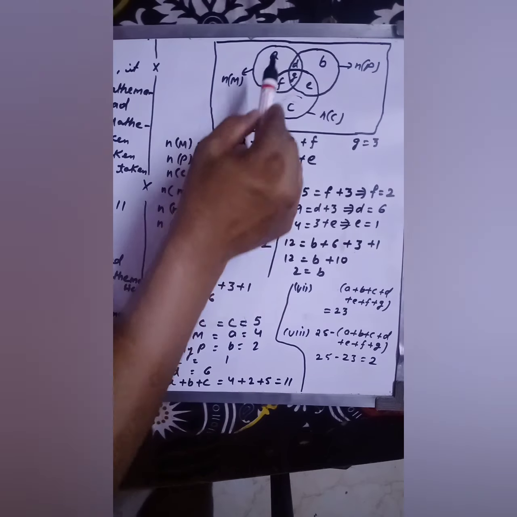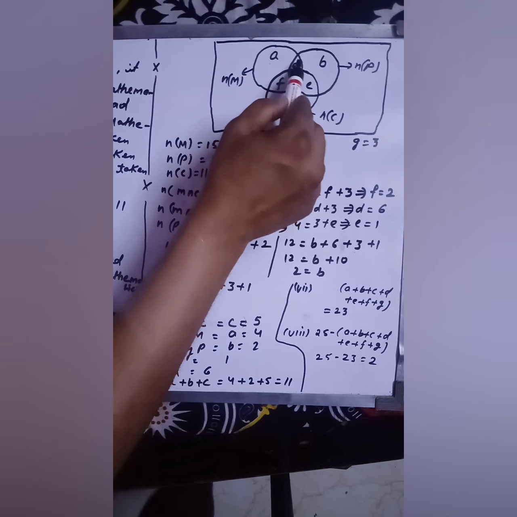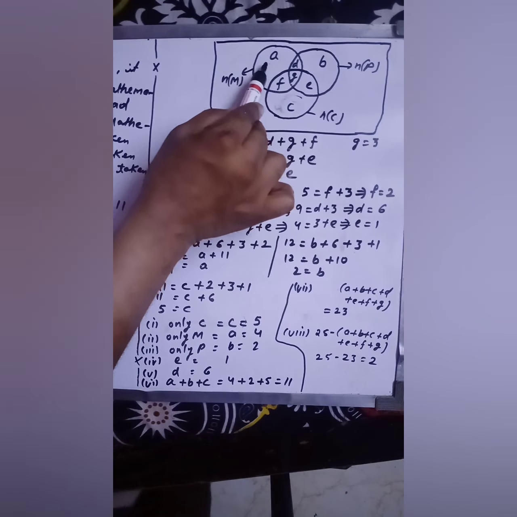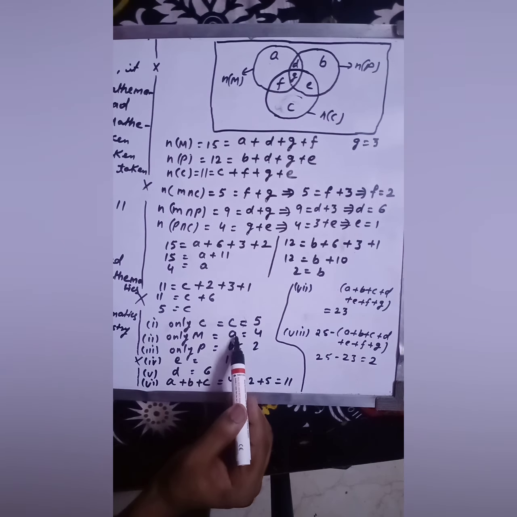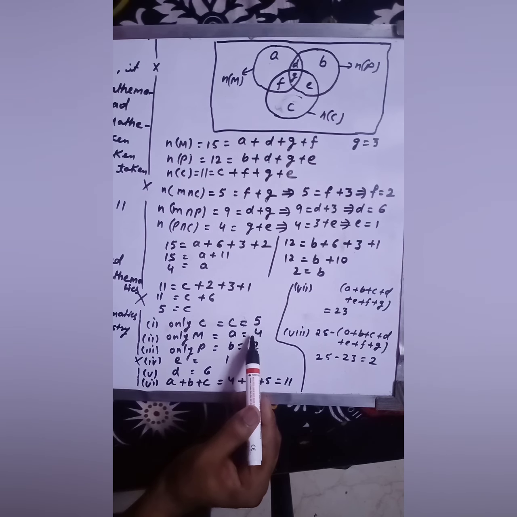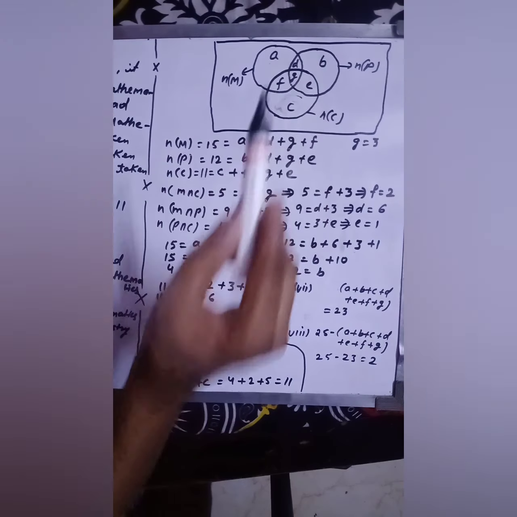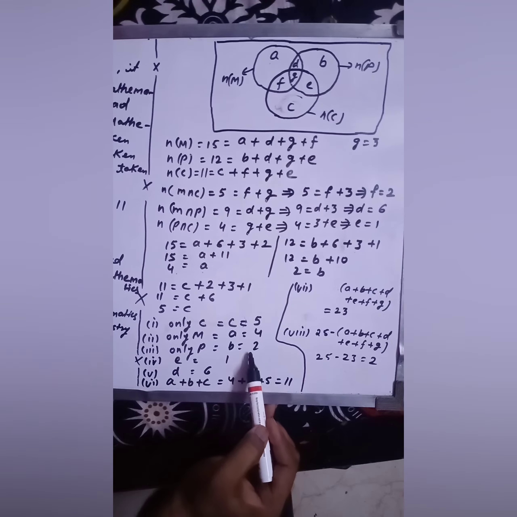Only mathematics. The only mathematics means A, not D, G, F. These are the students who are studying physics also, chemistry also, and all 3 subjects. But A is the number of students who are studying only mathematics. The value of A we have calculated, that is 4. So in place of A I am putting 4. This is our solution of the second part. Similarly, in the third part, only physics is B, and the value of B is 2.